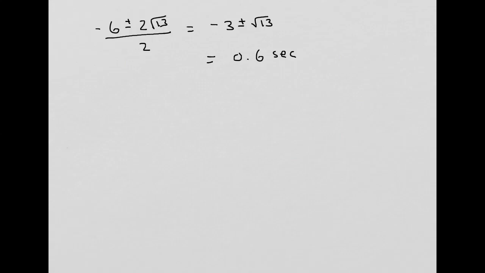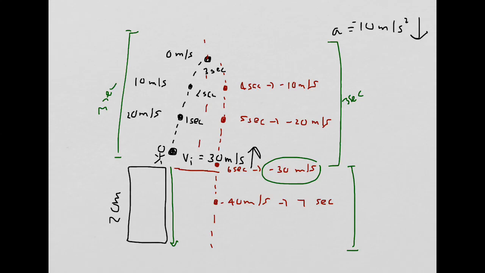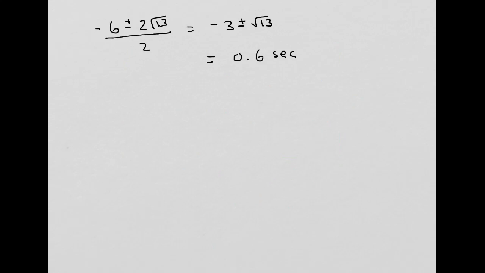There's a negative solution to that as well, but remember we can't have negative time. So that means that it takes 0.6 seconds for it to go from here to here. So the total time the ball is in the air is the 3 seconds it was up here, the 3 seconds it was here, and then the additional 0.6 it was here. So total time t is 3 seconds plus another 3 seconds plus 0.6. Okay, so total air time is 6.6 seconds.